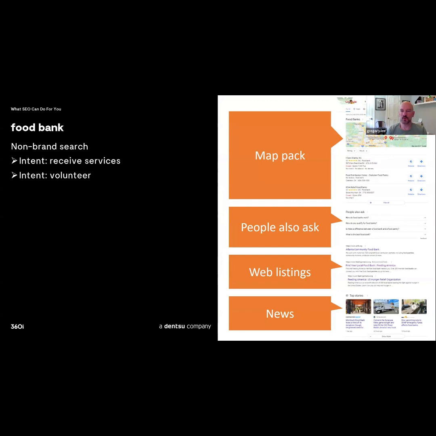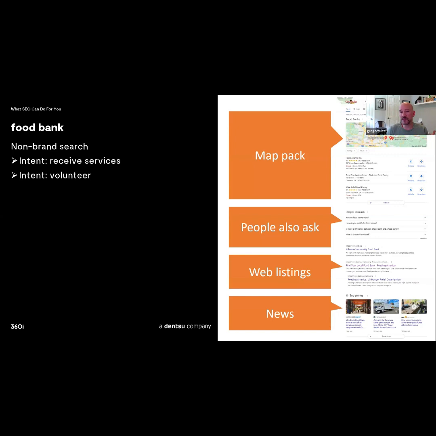So if someone was to search the word food bank, we can think, okay, they're not searching the name of my organization. It's kind of a generic look for a service. Maybe it's an organization. Their intent might be they want to receive services, like they want to get food, or they might want to find a food bank and volunteer. These are just educated guesses. What do you think someone is searching when they search food bank?